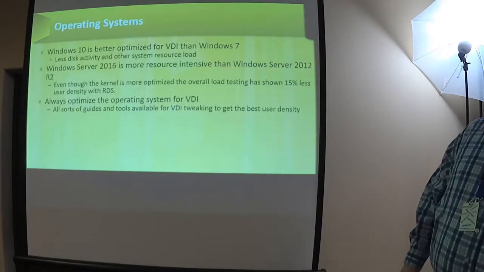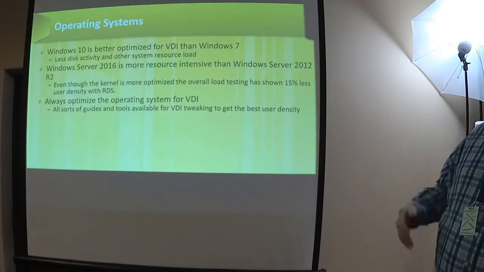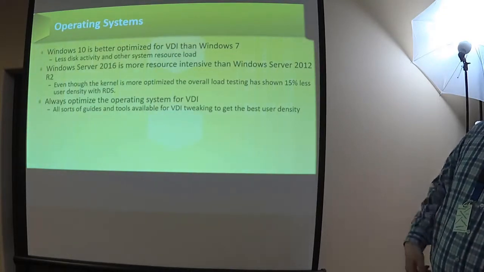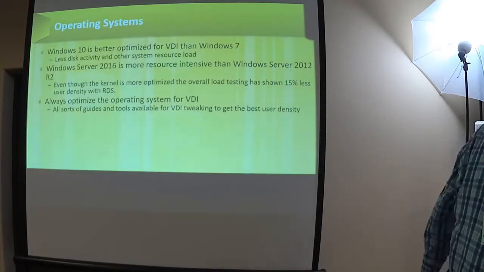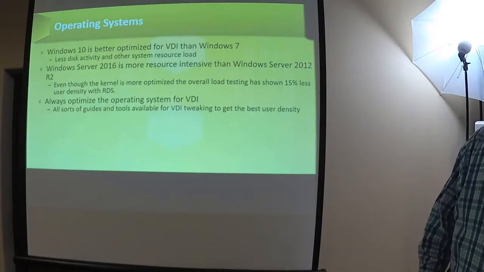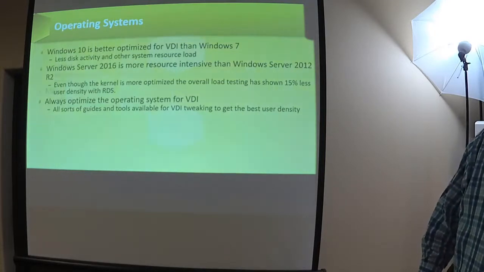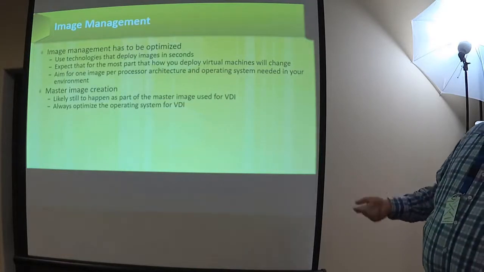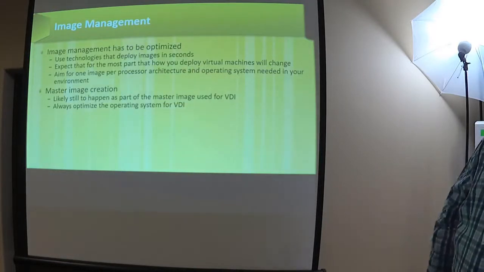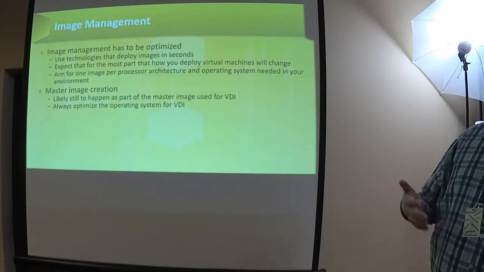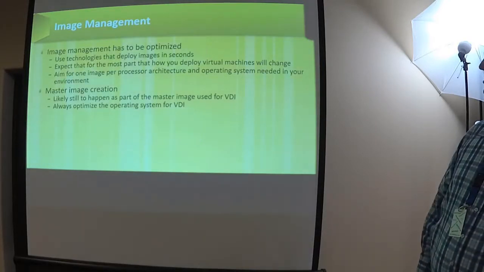Operating systems, just really saying Windows 10 is more optimized for VDI than Windows 7, less disk activity. However, Windows Server 2016 has less user density than 2012, 15% less. Look at doing optimized image delivery, though you could still use MDT to build your master images if you like a nice structured process.